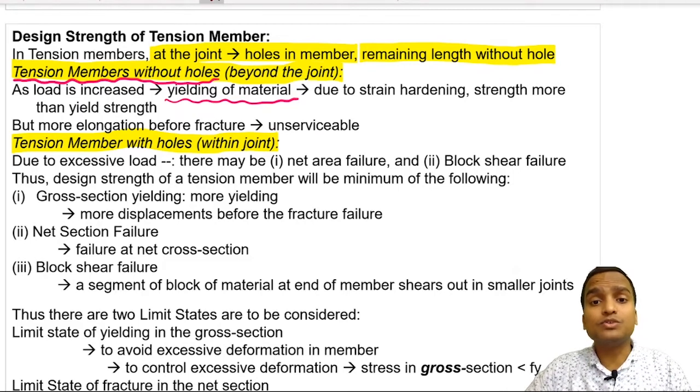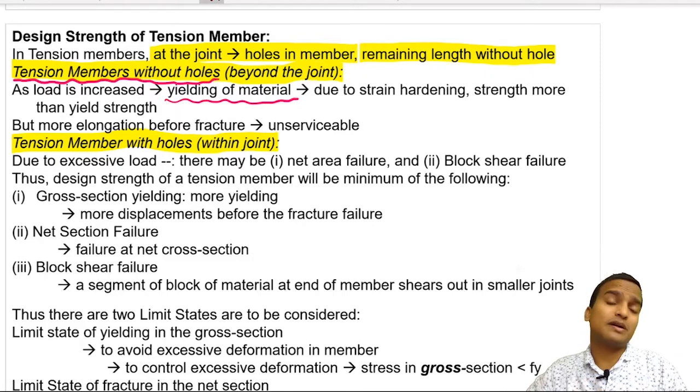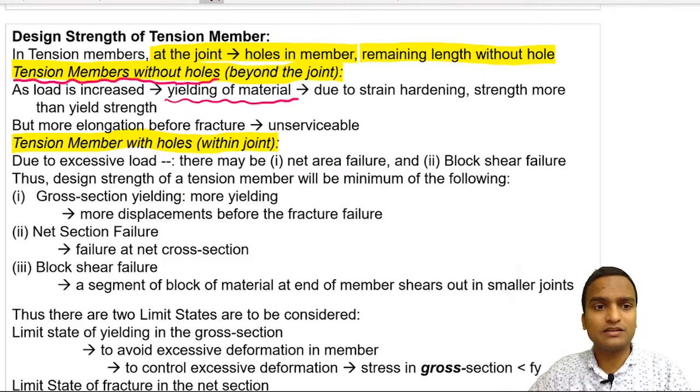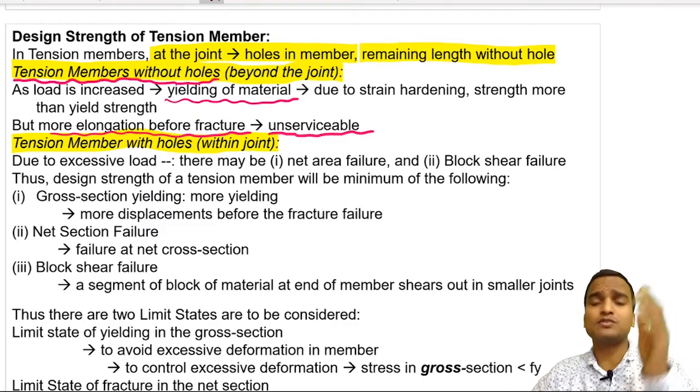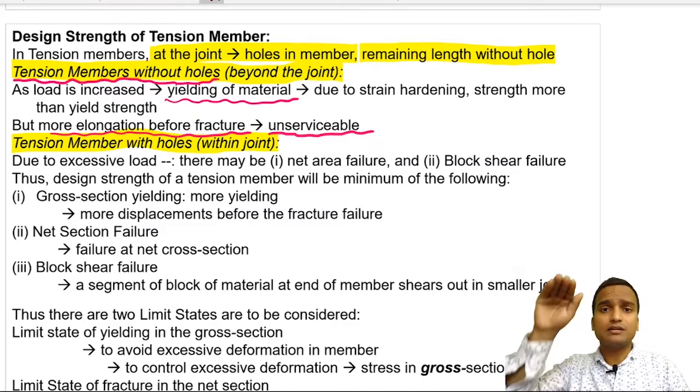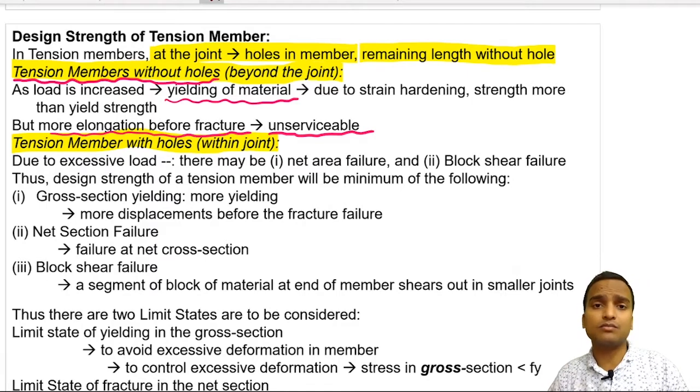And what happens due to strain hardening? Although the strength increases for the time being, the structure will fail as soon as the load reaches the fracture point. So more elongation before the fracture due to yielding makes the member or the structure unserviceable. How many of you would like to live in a room in which the overhead beams of the ceiling are bending too much? No one would like to go inside that room. Everyone will be fearful, isn't it? So such a structure becomes unserviceable.